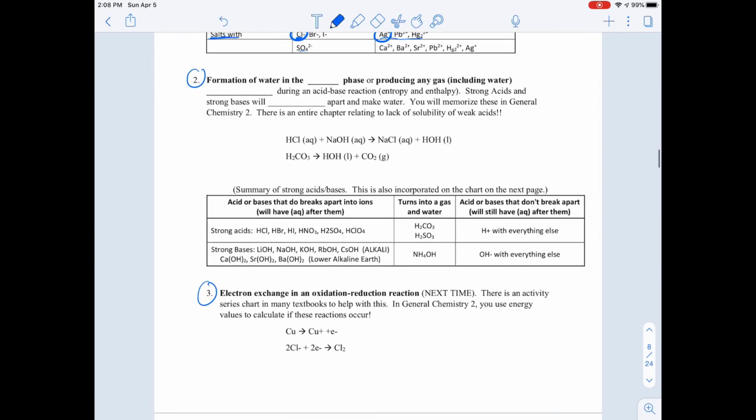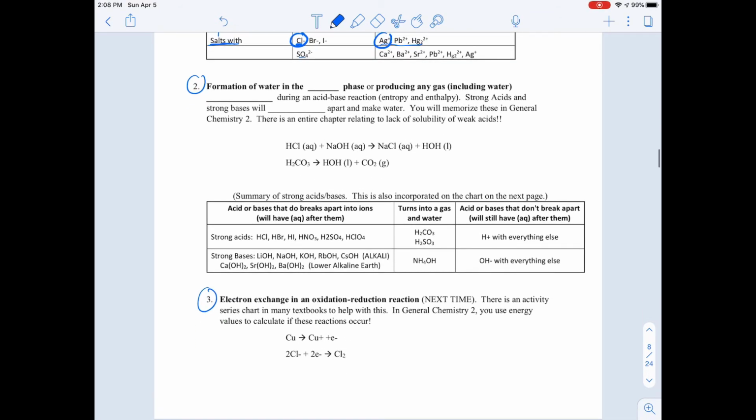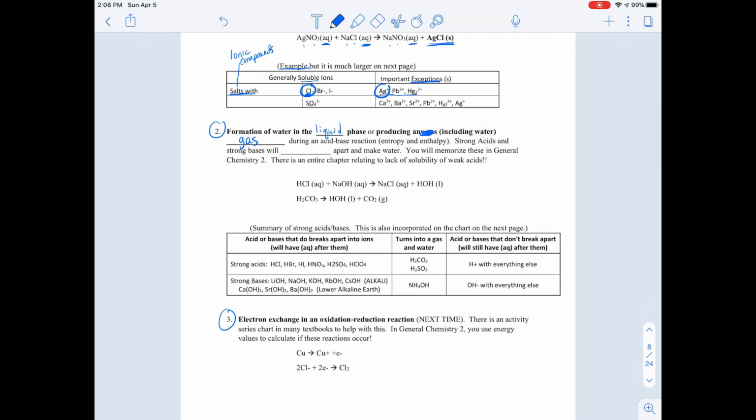The second one is formation of water in the liquid phase. We're producing any gas, including water, during the acid-base reaction. Notice that helps us with entropy and enthalpy. You don't have to completely understand that. I just want you to realize that there is a bigger picture to what we're saying.